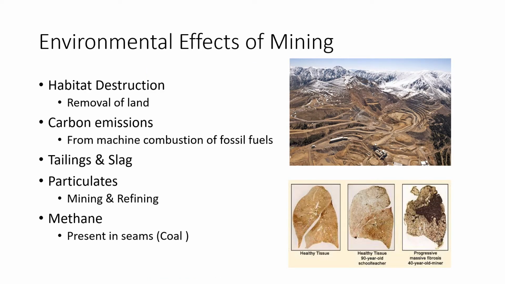So what are the effects of mining? Well, there's obviously habitat destruction. You're literally taking away the land and moving it. There's carbon emissions from the actual machine combustion of fossil fuels as you're doing it. So the machines you're using are combusting fossil fuels to mine. There's tailings and slag, which are waste products that have stuff in them that react with water and air to produce other stuff, which we'll talk about. There are particulates in both mining and refining. So when we talk in the future about air pollution, particulate matter is one of the criteria air pollutants.